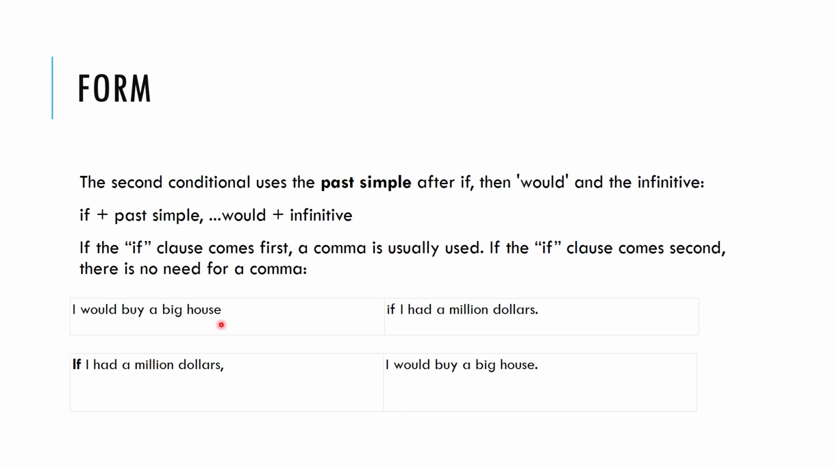I would buy a big house if I had $1 million. Okay. Now you have used the if clause second, so there is no need for a comma. This is the if clause and this is the main clause. Now, if I had $1 million, I would buy a big house. Now there is a need for a comma because the if clause comes first, okay? So you have to know that we always use past simple in the second conditional after if, and then would and infinitive.